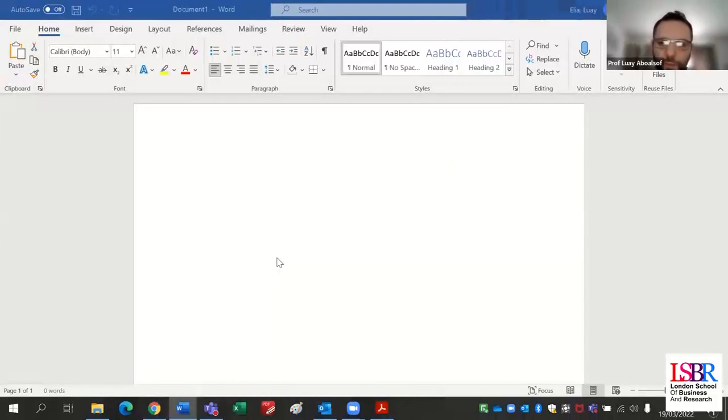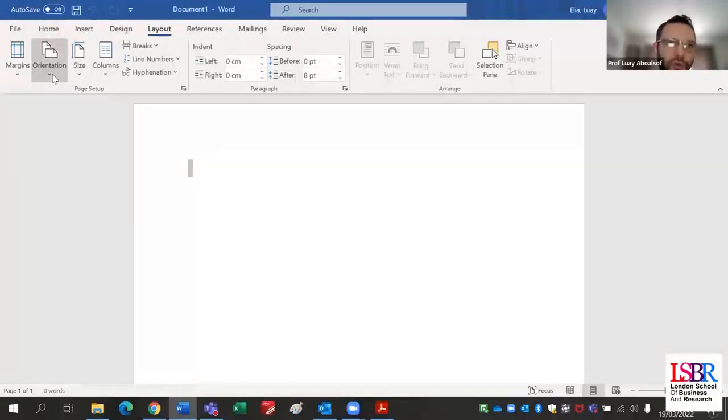Okay, I hope you can see it. All I'm sharing is a blank piece of paper. So what does that mean? I'm going to start designing the SCOR model for you, because you will be doing that in your assignment.